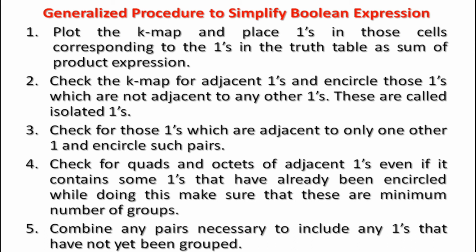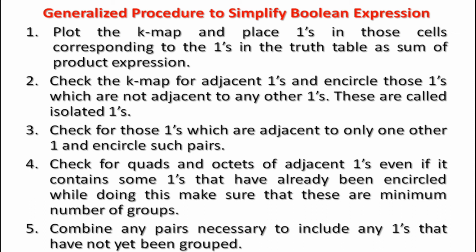Later we need to check for quads and octs, that is a group of 4 ones which are adjacent to each other, or a group of 8 ones which are adjacent to each other. If while grouping these quads or octs it contains some ones that have already been encircled, make sure that there is a minimum number of groups. That care we need to take.